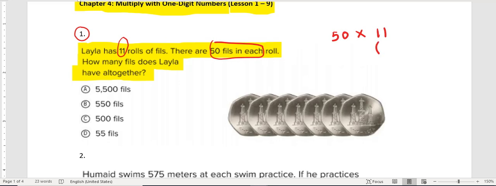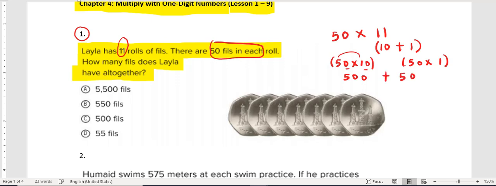I would love to use the distribution or the separation. So 11 is the same thing as 10 plus 1, okay? Now we have 50 multiplied by 10, and the same 50 multiplied by 1. 50 times 10: 5 times 1 is 5, then we have 2 zeros, 500, plus 50 times 1, 50. When you add this together, you get 550 fields. Option B for this question.